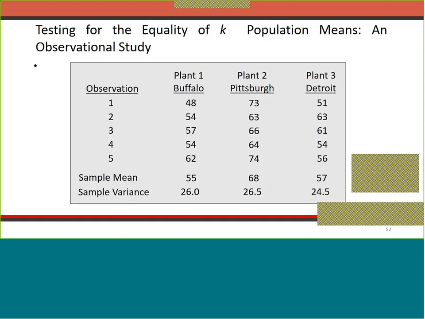So this is the data. We have 3 treatments, and for each treatment we have a sample of size 5. Total 15 observations, 3 treatments. For each treatment we can calculate the sample mean and also the sample variance. First sample mean 55, second sample mean 68, third sample mean 57. Similarly, sample variance for the first treatment is 26, second one is 26.5, and third one is 24.5.